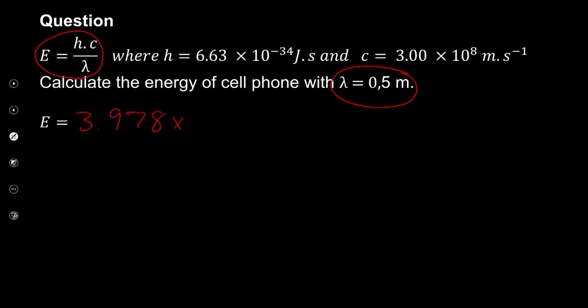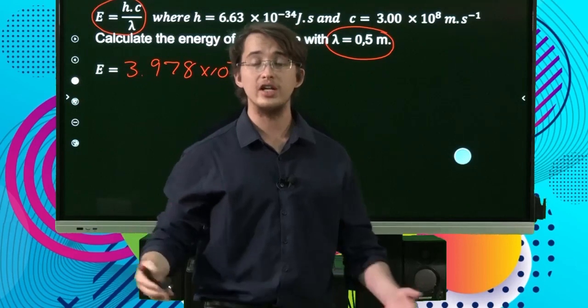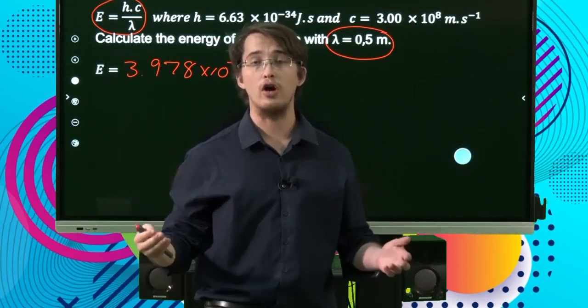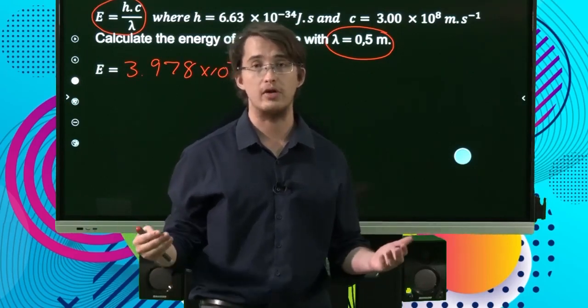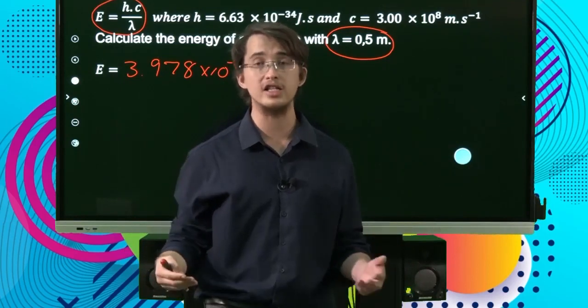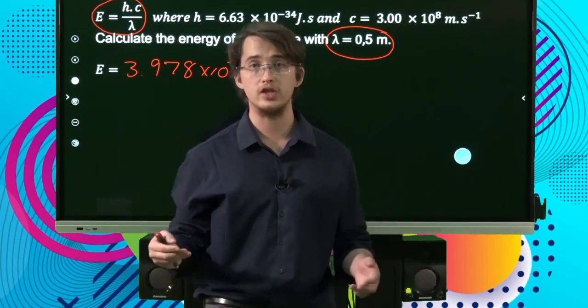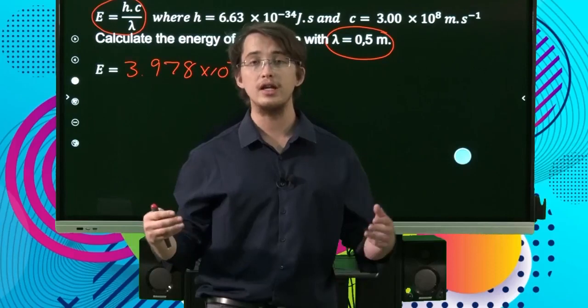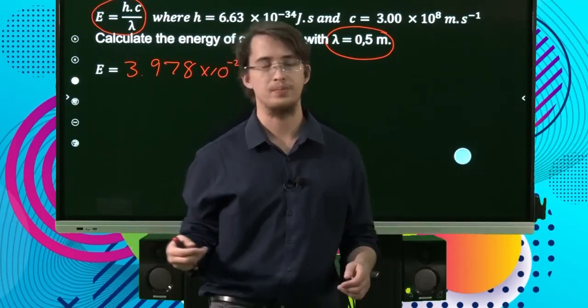3.978 times 10 to the power of minus 25 joules. So would you look at that? The amount of energy a photon of cell phone radiation is carrying is significantly smaller than that of a medical X-ray. So what can we infer from that information?